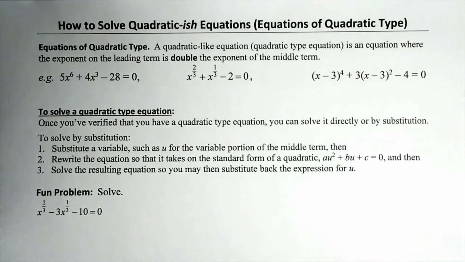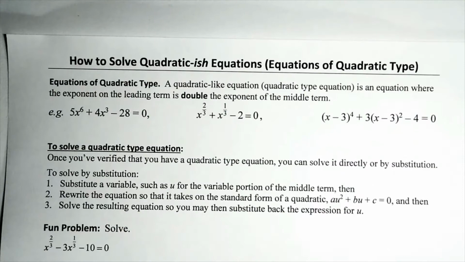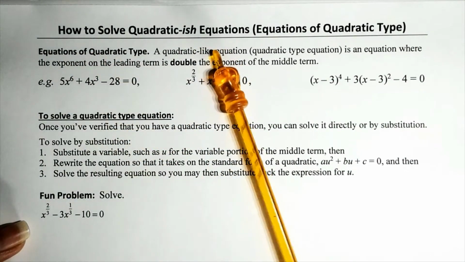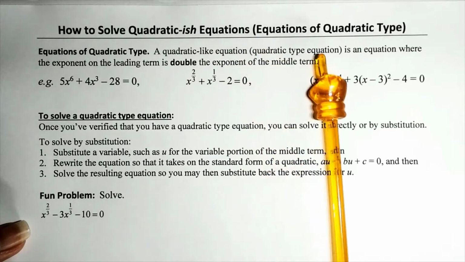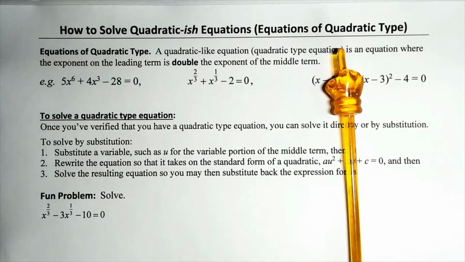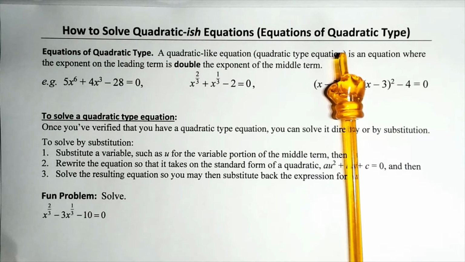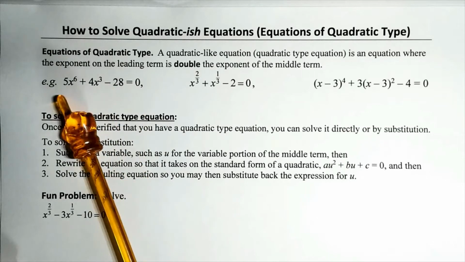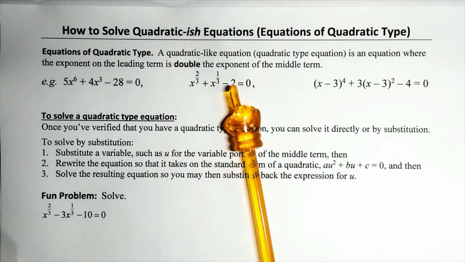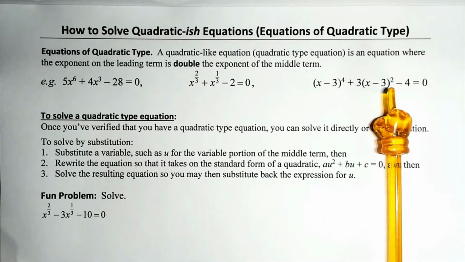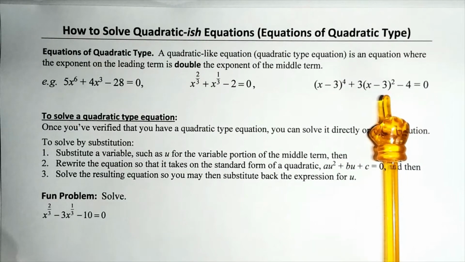Hi guys, today we are going to be solving equations of quadratic type, or as I like to call them, quadratic-ish equations. The reason why they are equations of quadratic type is because they're not quadratic equations, they're not degree 2 equations, but they do behave like quadratic equations. They behave like quadratic equations in the sense that the first exponent is twice the second exponent. So whether we have whole number exponents or rational exponents, if the first exponent is twice the second exponent, then we have a quadratic-like equation and we will treat it as such.